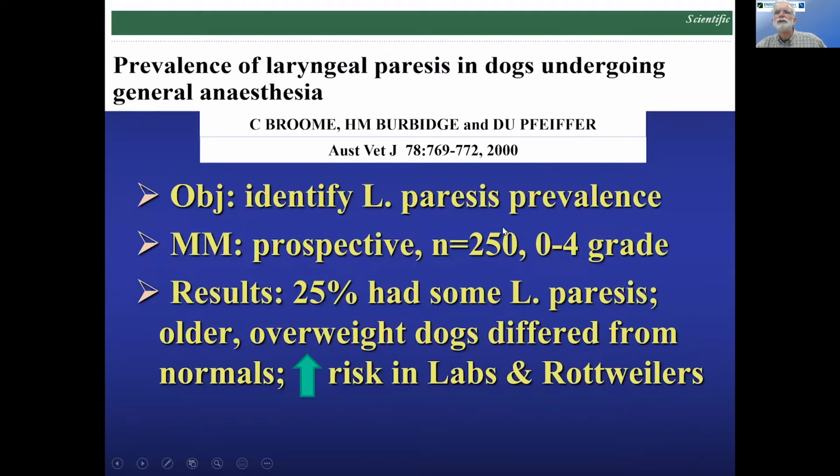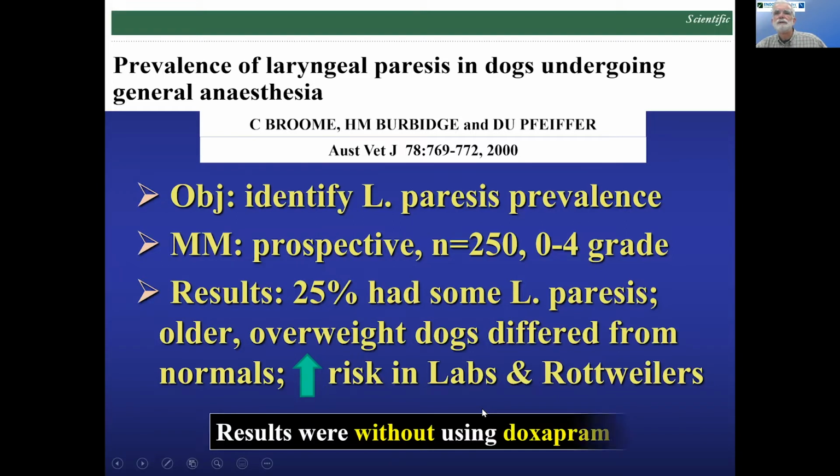So it was 250 dogs, about 25% of them. So out of that 250, 62.5 dogs, I'm not sure what that one looked like, had some degree of paresis. But again, most of them seemed to be paralysis based on their scale. Overweight dogs and older dogs had an increased incidence, and Labs and Rotties we know about.